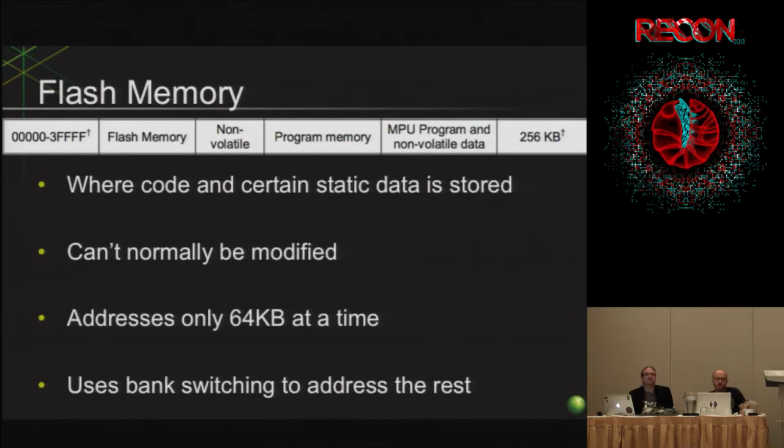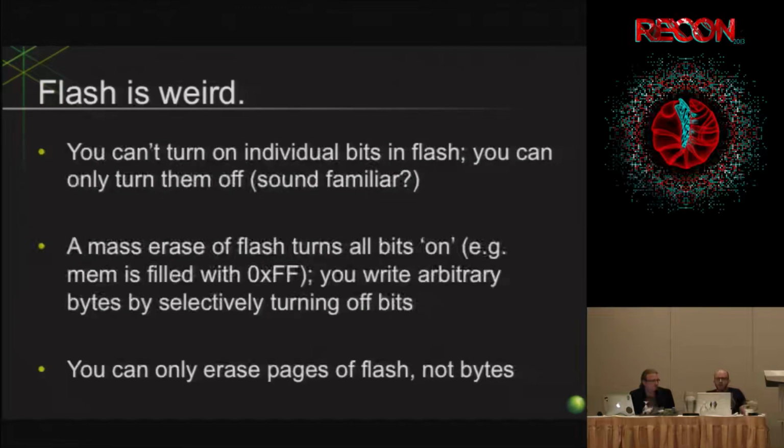So it only addresses 64 KB at a time, and then uses bank switching to hit those other extended sections of memory. So flash is kind of weird. If you don't know how it necessarily works, there are some things that happen under the hood that matter when it comes time to do exploitation. If you're trying to modify flash memory and, for example, stuff your own code in there, then there are certain things that you just can't do.